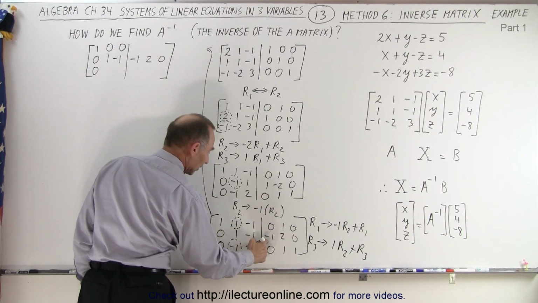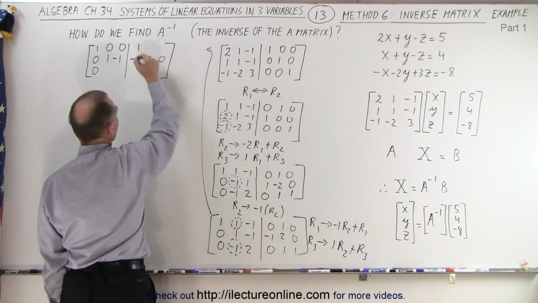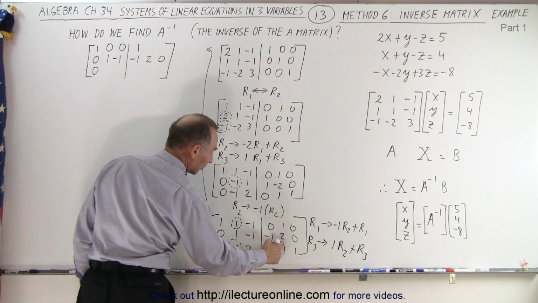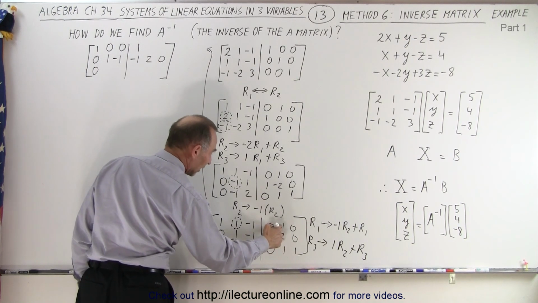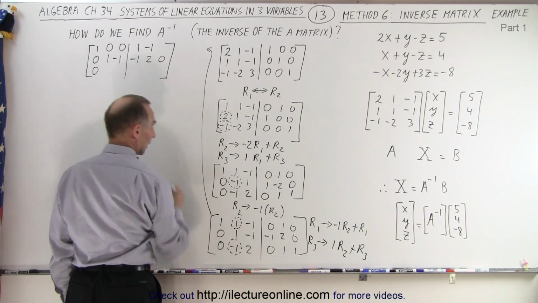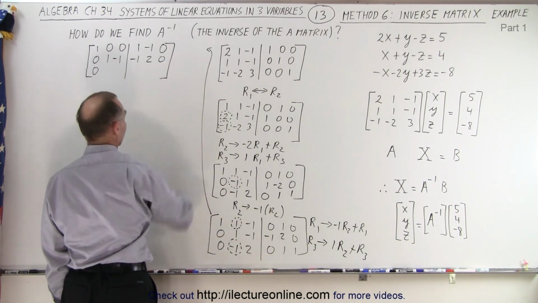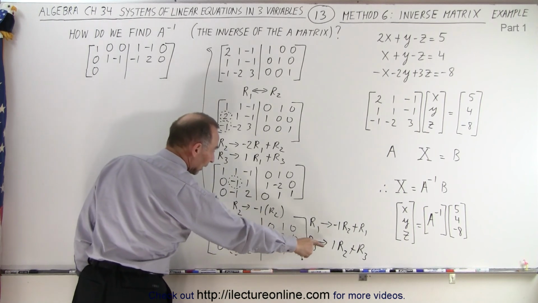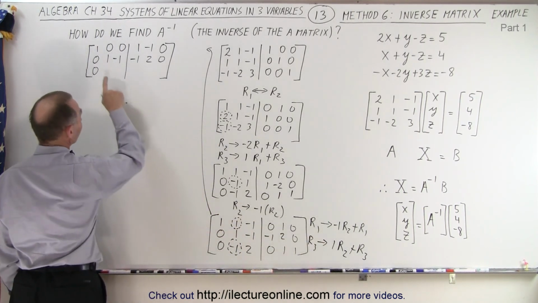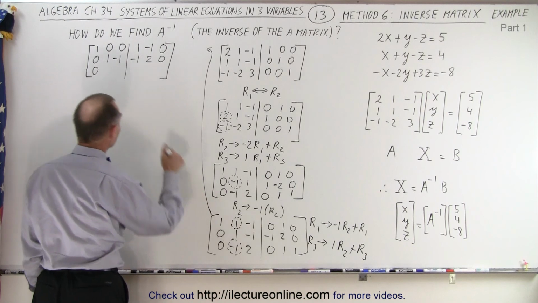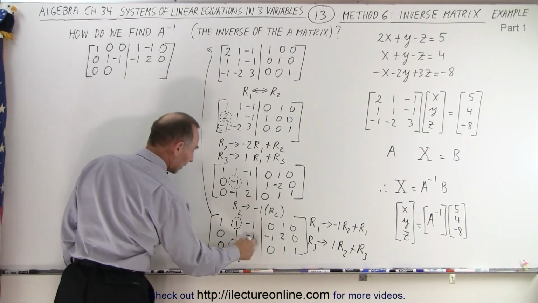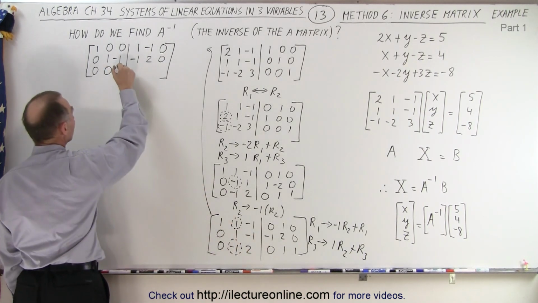Negative 1 times negative 1 is 1, added to 0 gives me 1. Negative 1 times 2 is negative 2, added to 1 gives me negative 1. And negative 1 times 0 added to 0 gives me still 0. On the bottom row, I take 1 times R2, so 1 times 1 added to negative 1 is 0. 1 times negative 1 added to 2 gives me a 1.